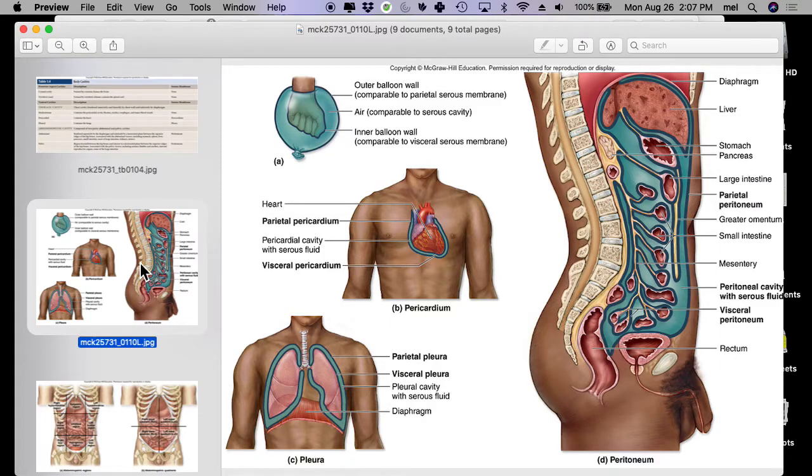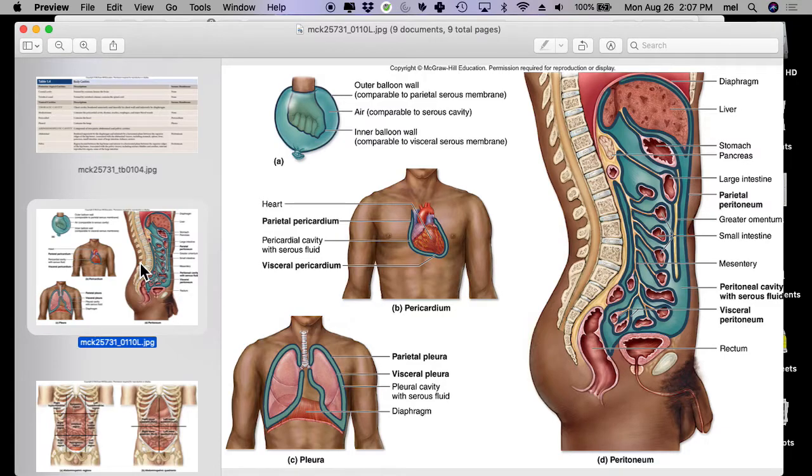Okay. You can do the same thing with the heart. If I'm touching the inner wall right here that surrounds the heart, I am touching what? Parietal. I'm not touching the heart itself, I'm touching the wall that surrounds the heart. Parietal pericardium or visceral pericardium. Okay, so each of these has its own individual sheet, right? The left and the right one.